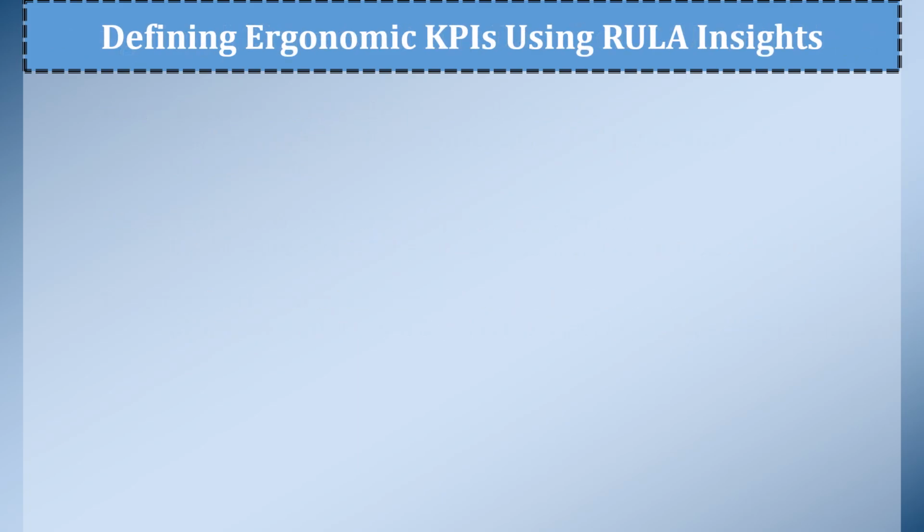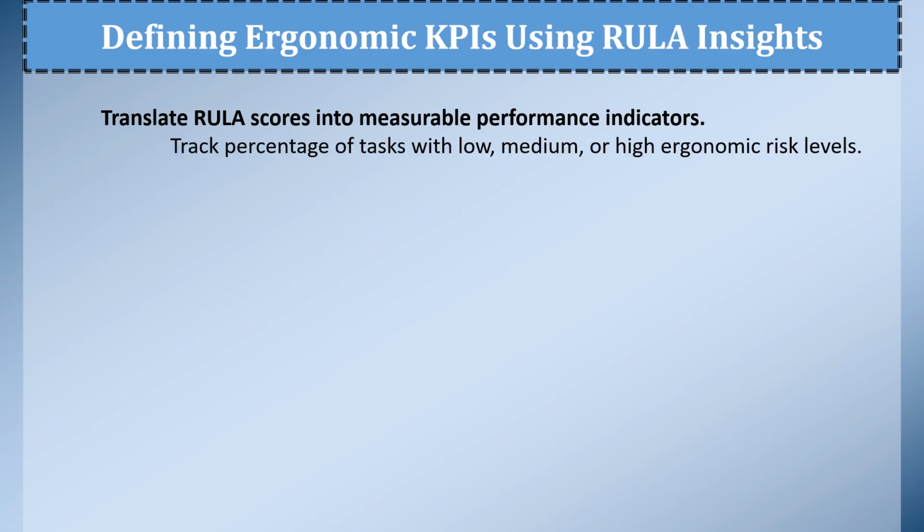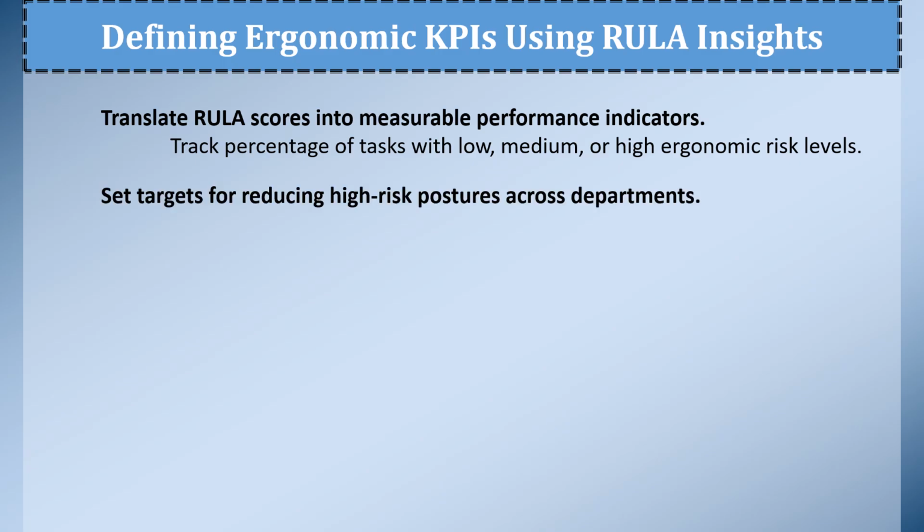Defining ergonomics KPIs using ROLA insights. Translate ROLA scores into measurable performance indicators. You can turn ROLA assessments into tangible metrics, for example, how many workstation setups score above a 4 in ROLA. Over time, this helps organizations monitor posture risk and improvement as part of safety KPIs.